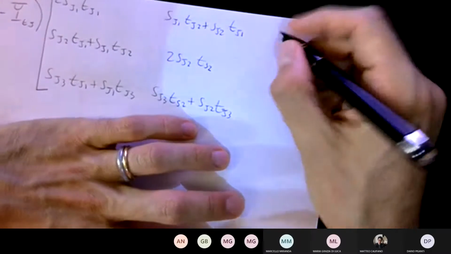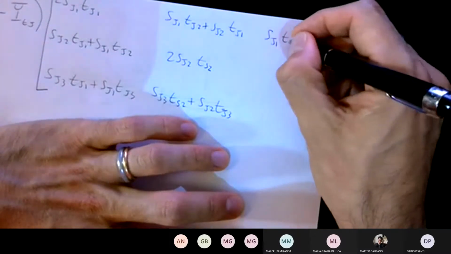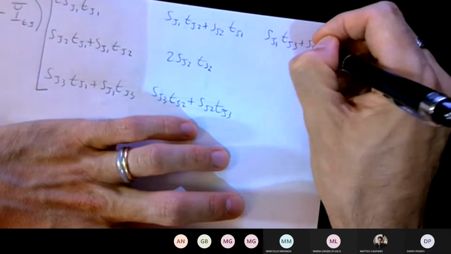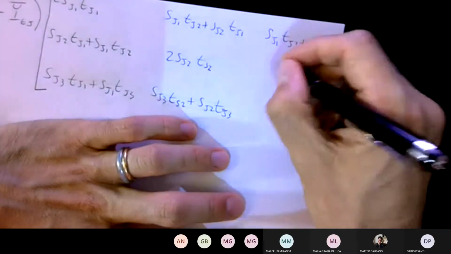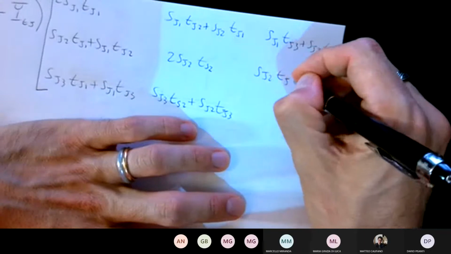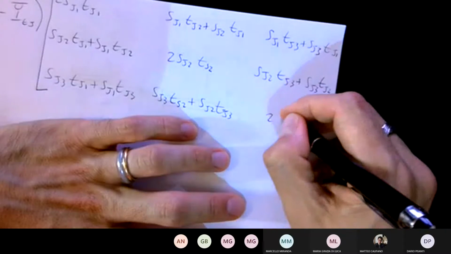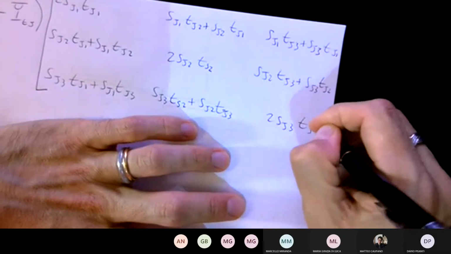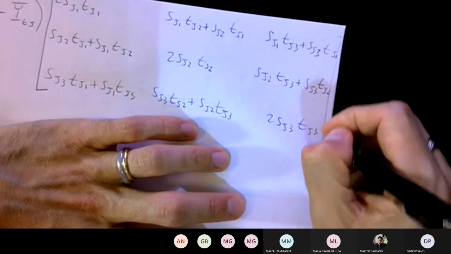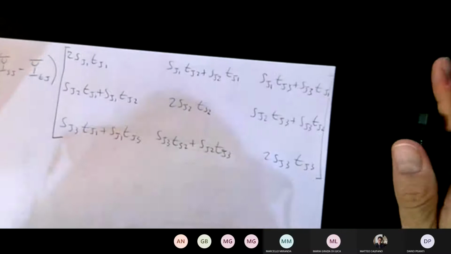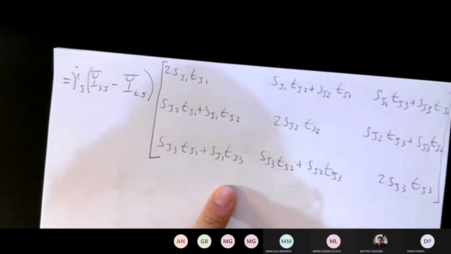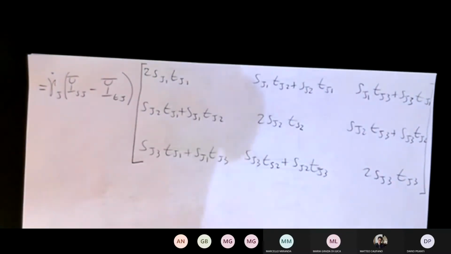These values I'm writing down, of course, they need to be scalar. Tj3, Sj3 Tj1. Almost done. Okay. And I barely made it. All right, so that is your ugly thing here.